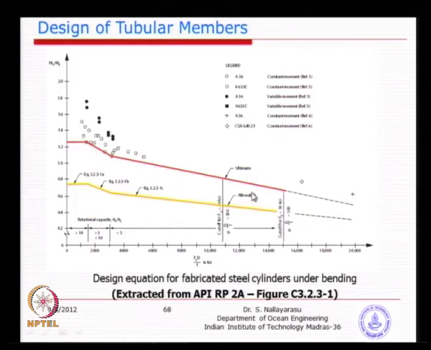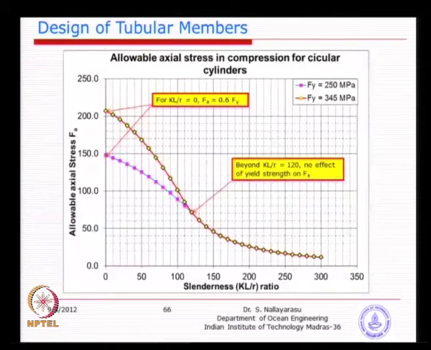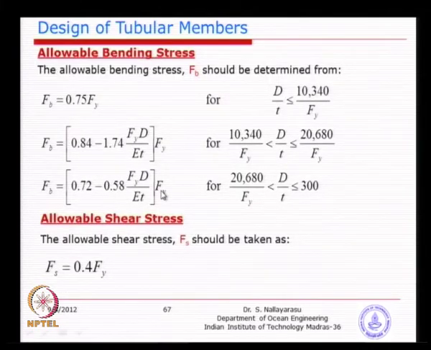Using this curve fit, the red line is the ultimate strength at failure, the orange line is the allowable, which is just a division by a factor of safety. So, you see here the equations are arrived at based on experimental studies.